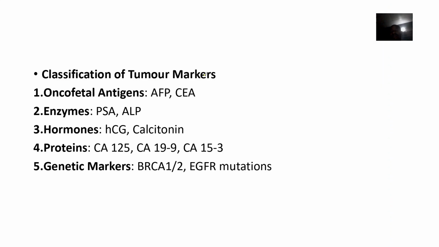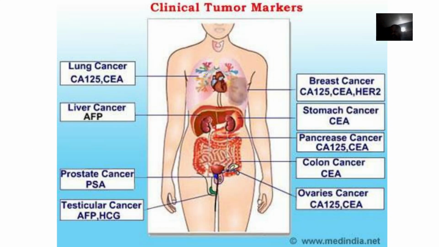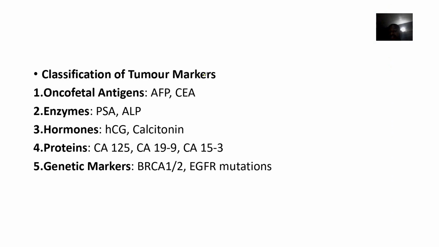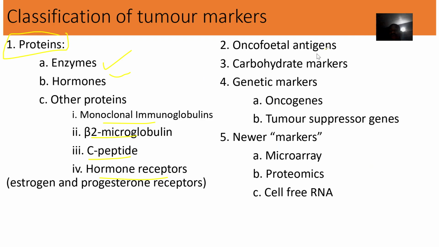We'll talk about their examples here. We have oncofetal antigens. We have carbohydrate antigen markers. That's a full name. Usually see them be abbreviated as CA. Then we have genetic markers like oncogenes. We have tumor suppressor genes. Then we have some newer markers like the microarray. We have the proteomics. We have the cell-free RNA.